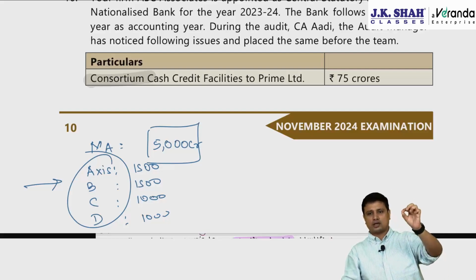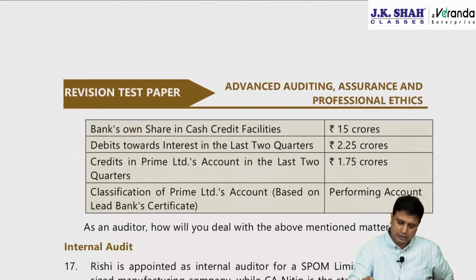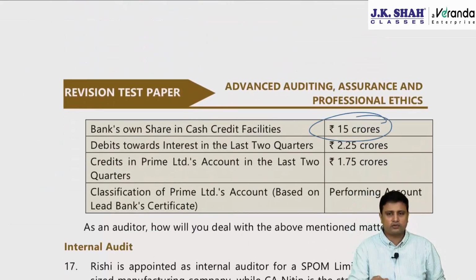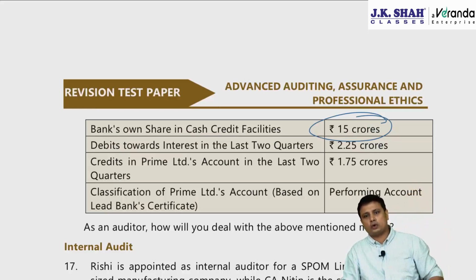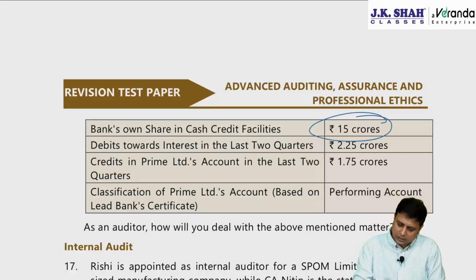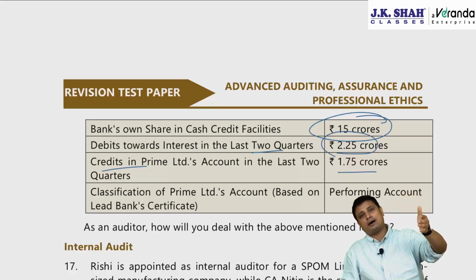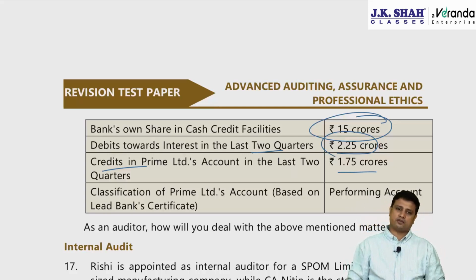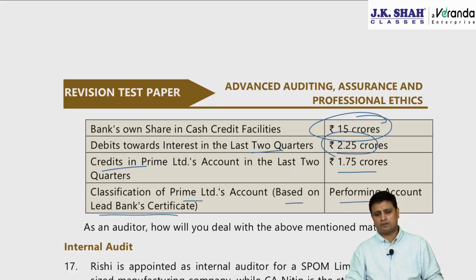Consortium. So there is a consortium cash credit facility to Prime Limited of 75 crores. The bank's own share in this credit facility is 15 crores. So in the whole consortium, this bank is giving 15 crores. Debit towards interest in the last 2 quarters is 2.25 crores. However, credit in the Prime Limited account is 1.75 crores. So interest debited is 2.25, but they have received only 1.75. Classification of Prime Limited account: based on the lead bank certificate, they have classified it as a performing asset.